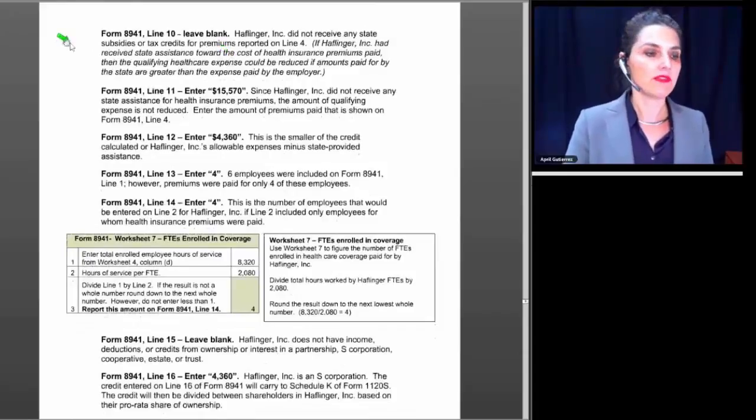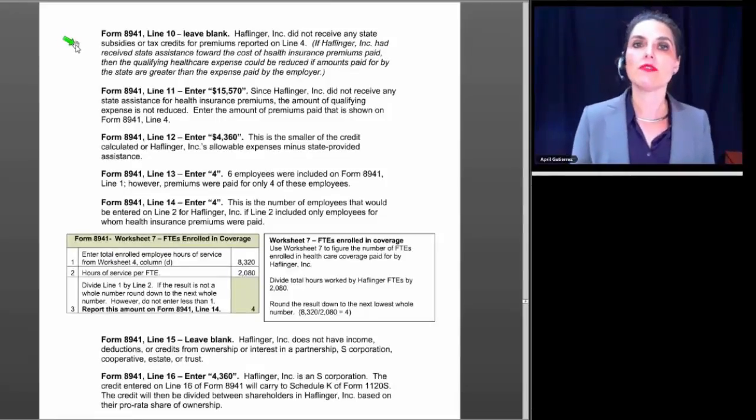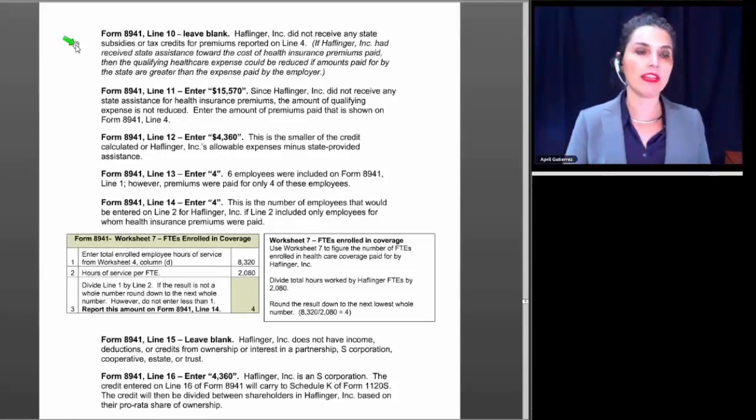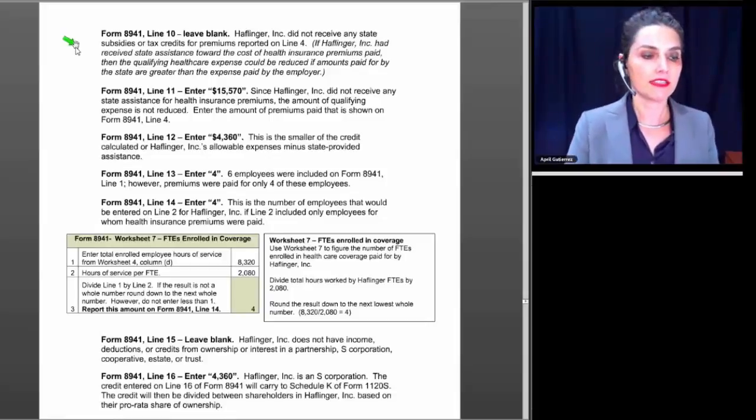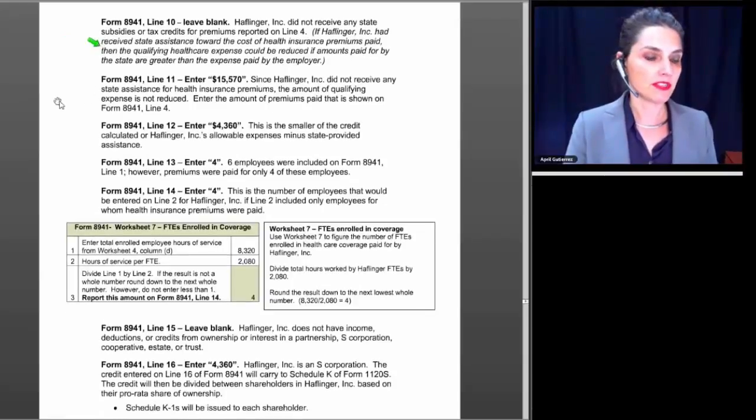Haflinger Inc. did not receive any kind of state subsidies or tax credits for premiums reported on line 4. Some states do give employers credits for the cost of health insurance premiums, and if Haflinger had received such a state subsidy, then that state subsidy could reduce the potential credit that that employer is receiving. Haflinger received no such benefit, and so line 10 is blank.